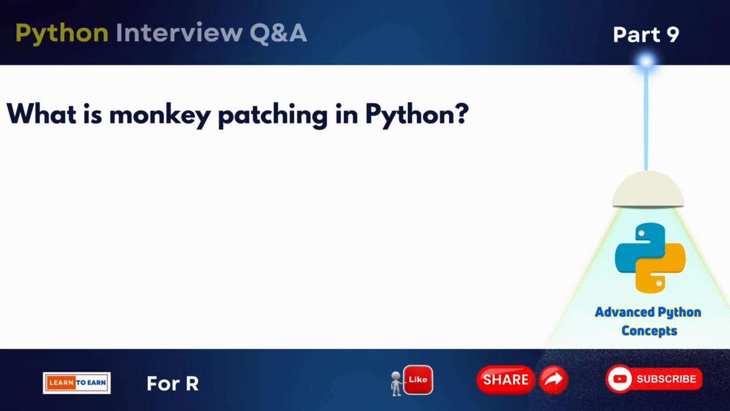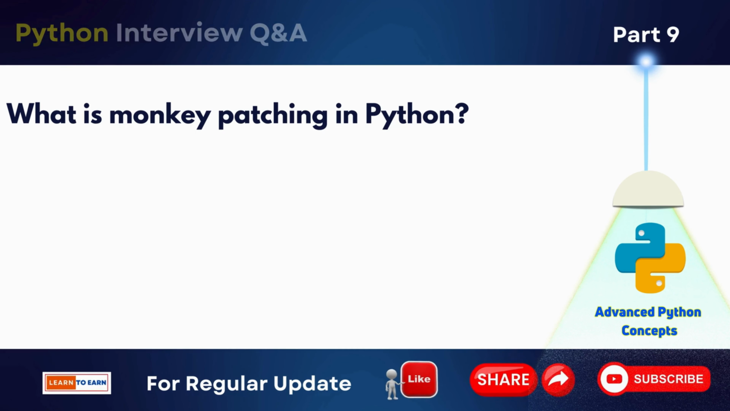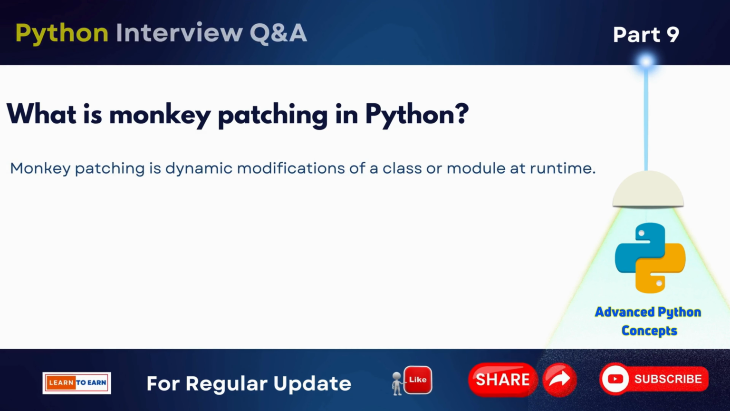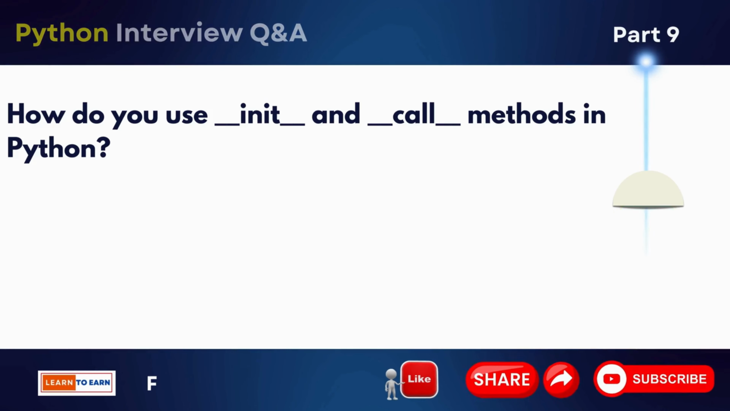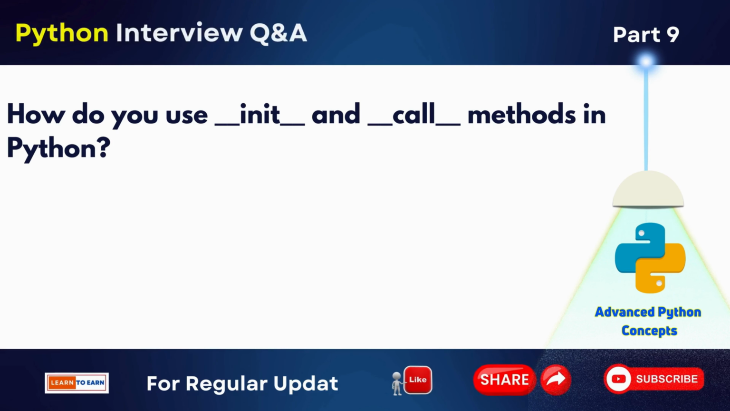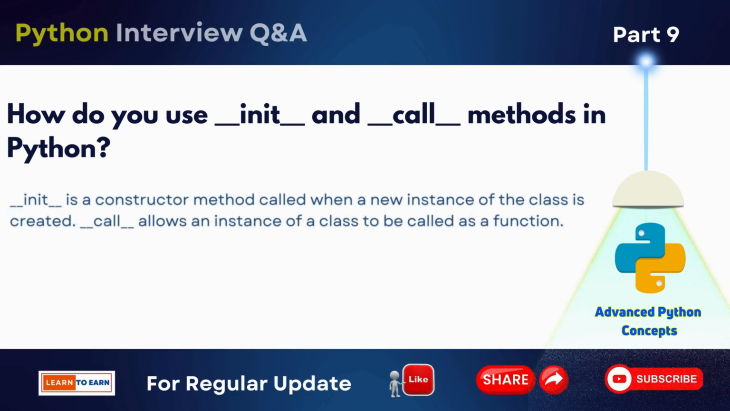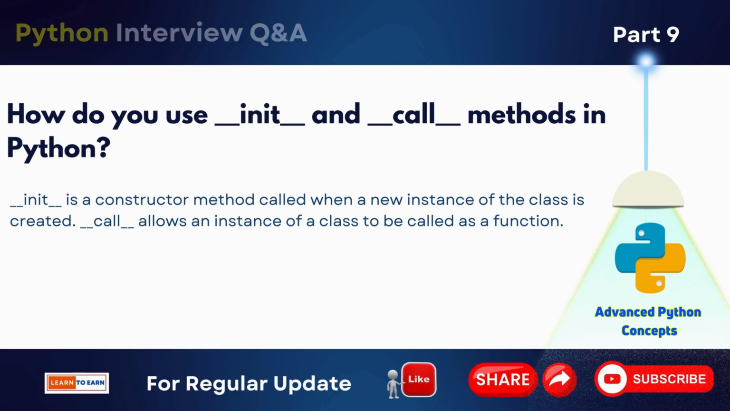What is monkey patching in Python? Monkey patching is dynamic modification of a class or module at runtime. How do you use the __init__ and __call__ methods in Python? __init__ is a constructor method called when a new instance of the class is created. The __call__ method allows an instance of a class to be called as a function.